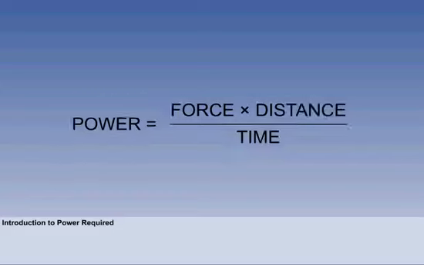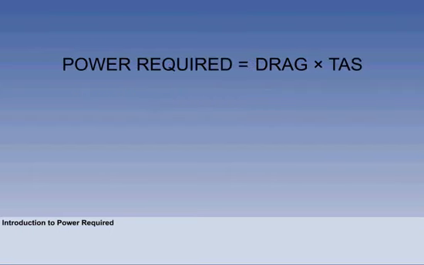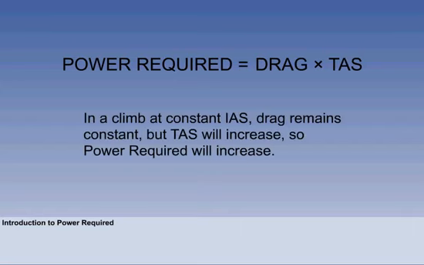The force we are concerned with here is drag. Distance over time is speed, and the only true speed is the speed of the aircraft through the air, true airspeed, or TAS. We can thus rewrite the equation to read power required equals drag times TAS. If an aircraft climbs at a constant indicated airspeed, drag will remain constant, but TAS will be increasing, so power required will increase.